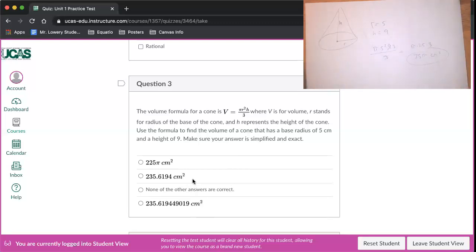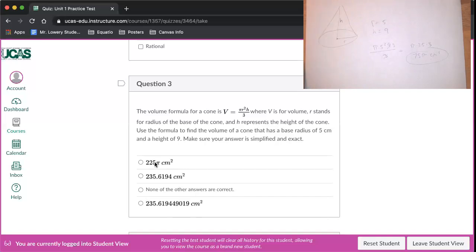But the main idea here is talking about exact answers, okay? This one has pi in it, 225 pi centimeters. This one is a decimal approximation. This one, although it looks tempting to say, oh, that's probably exact because it has the most decimals, we're never going to have an exact answer if we're using pi as a decimal. It just can't happen. So you have to leave your answer in terms of pi. So this is our exact answer here, right? 75 pi. And if you notice, there's no 75 pi as an option.